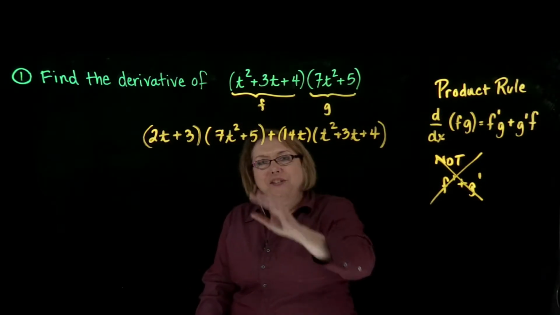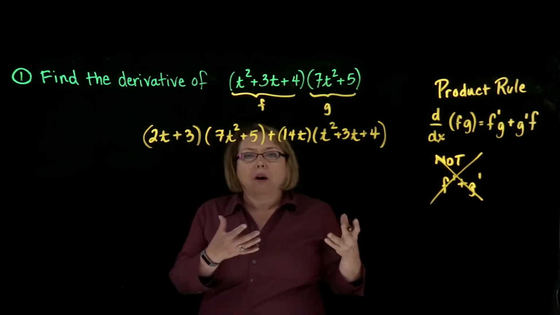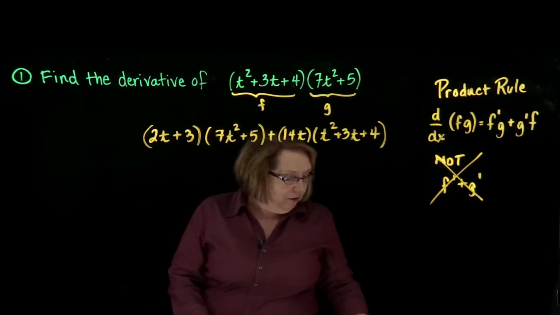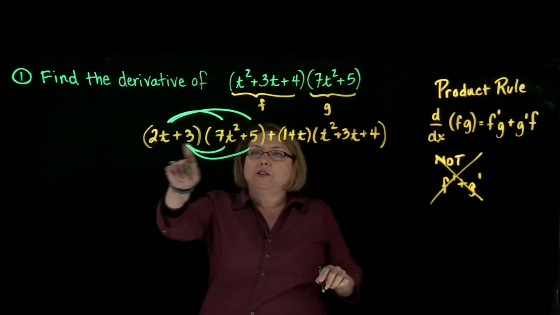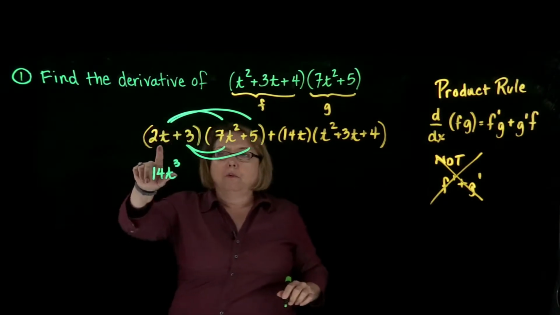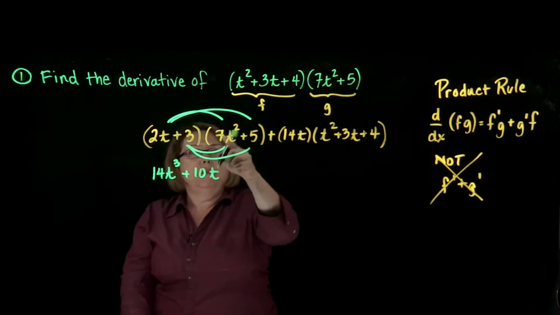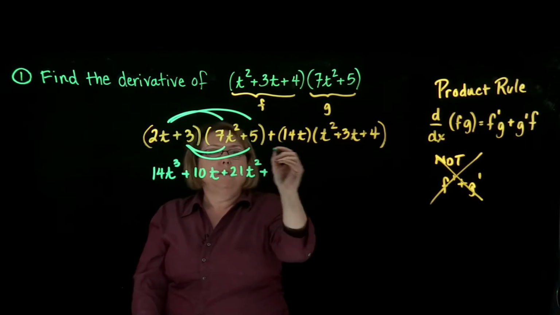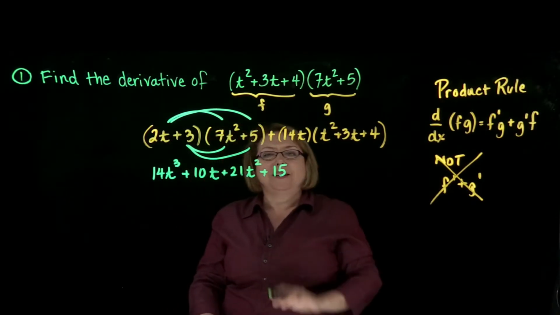Unfortunately, we can't leave our answer just like this. We have to simplify it and get to a point where we have just a single polynomial where all like terms are combined together, added or subtracted. So let's go ahead and FOIL or multiply out these two binomials. So I'll have my 2t times my 7t squared, which will be 14t cubed. I'll multiply 2t times 5, which is 10t. 3 times 7t squared, which is 21t squared. 3 times 5, which is 15. So that's my first terms before the addition sign here.